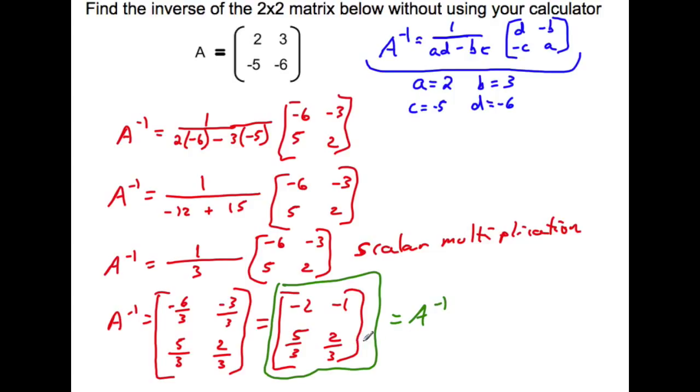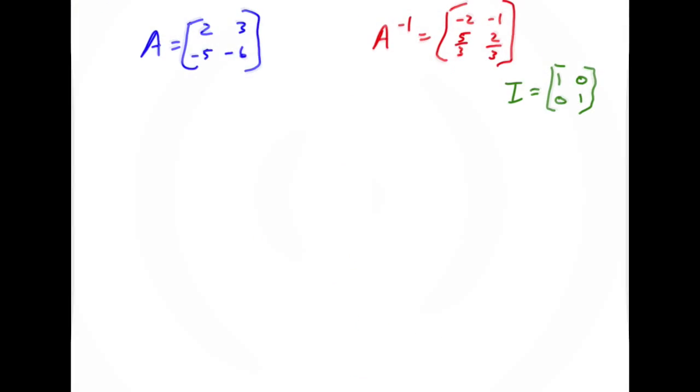So we want to check if that answer is correct. What we have to do is multiply it by the original matrix. Here I've got our original matrix, matrix A, and then our inverse that we found on the page before. So if I multiply A times A inverse, do I get the identity matrix? Let's multiply A times A inverse.